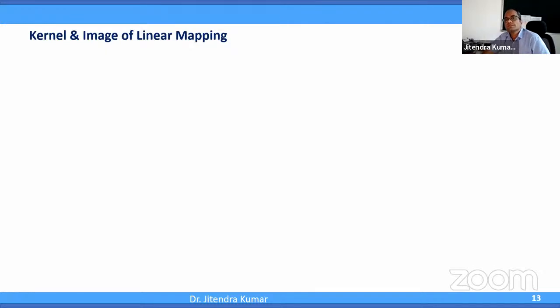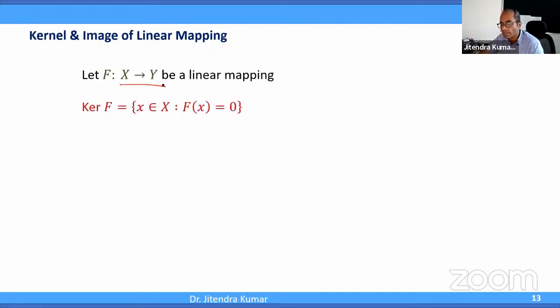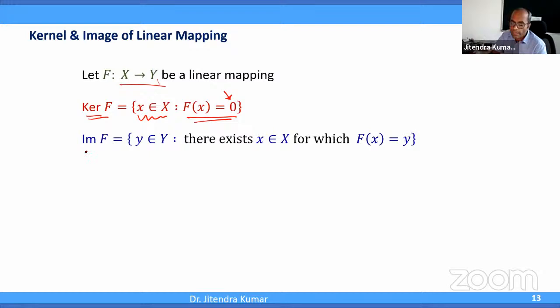There is a concept of the kernel and image of a linear mapping. Let's consider f a linear map from X to Y. We call the kernel of f all those x we have collected whose image is 0, that is f(x) is the zero element of Y. The image of f is all those y in Y where there exists an x such that f(x) is equal to y. Simple image.